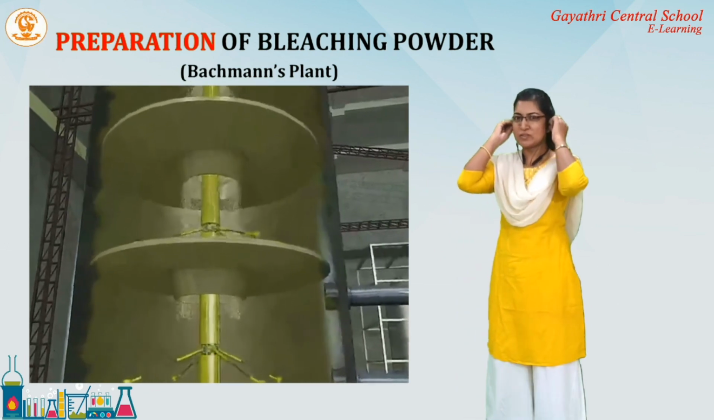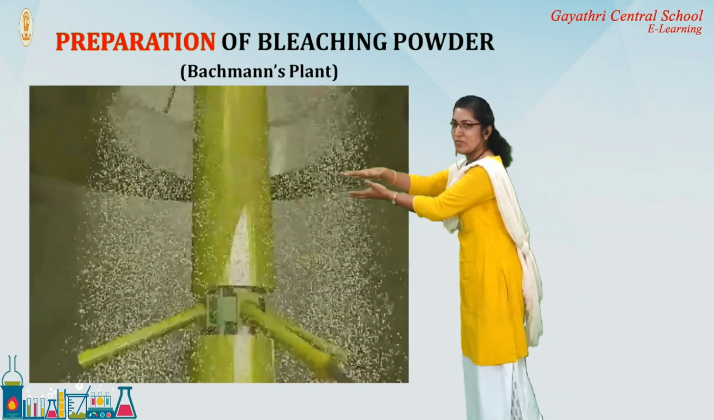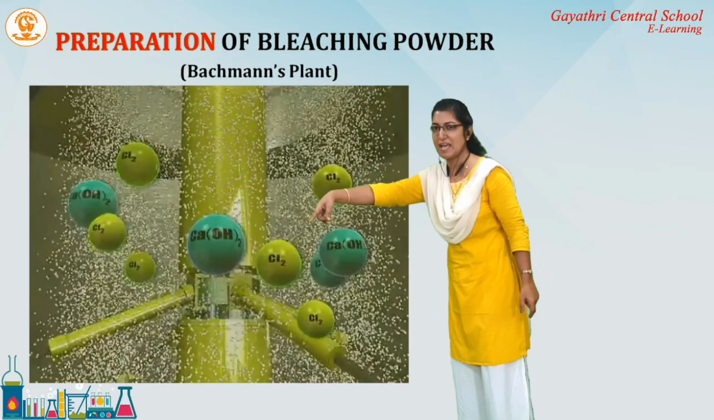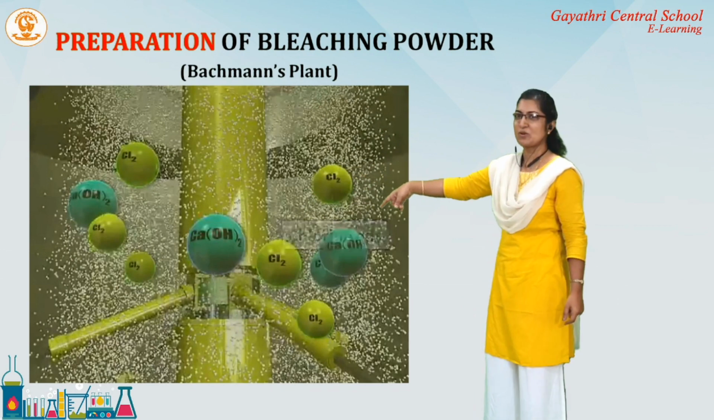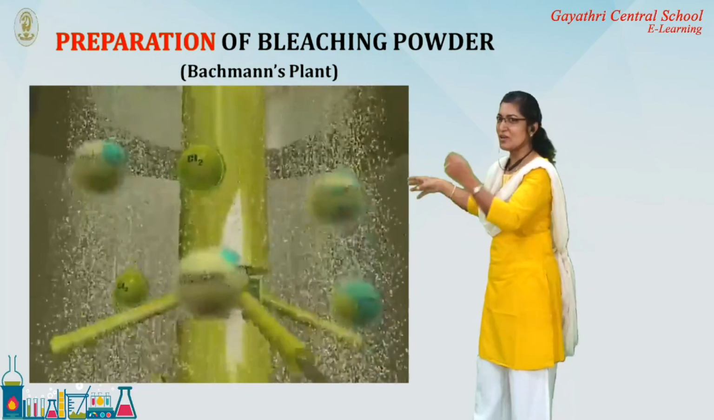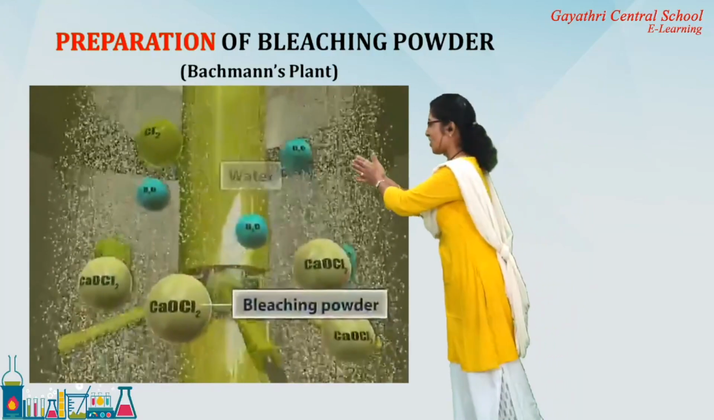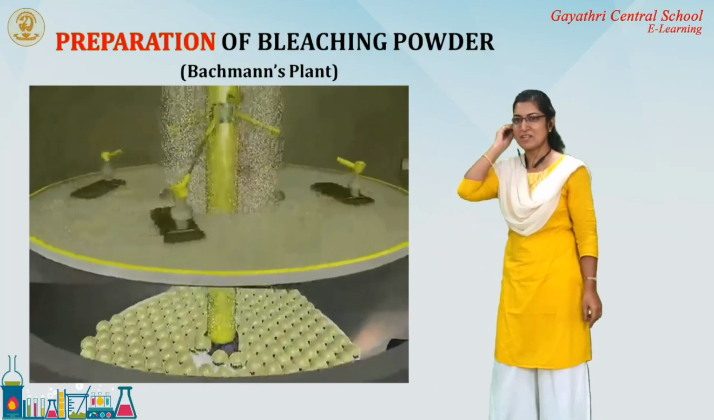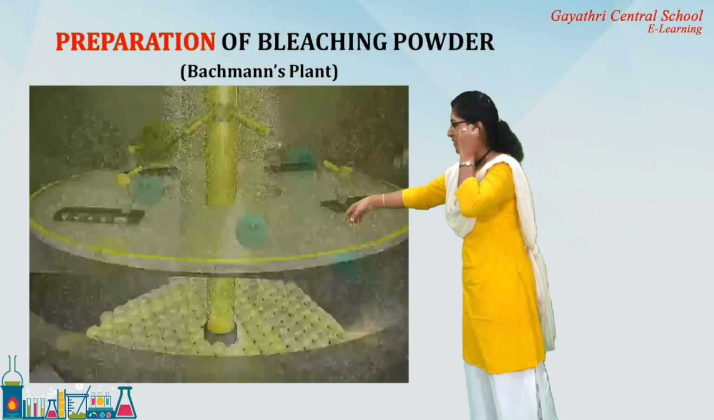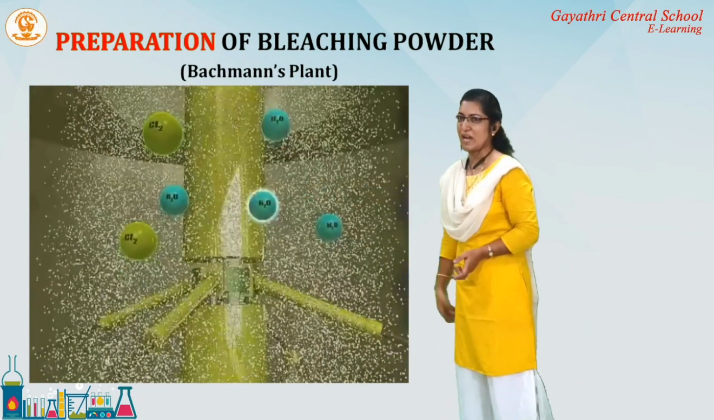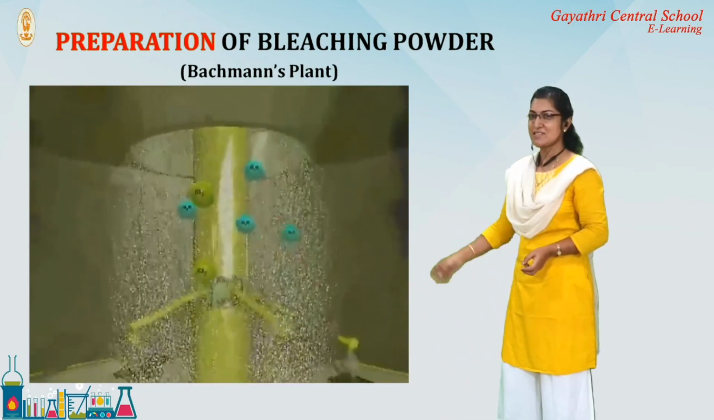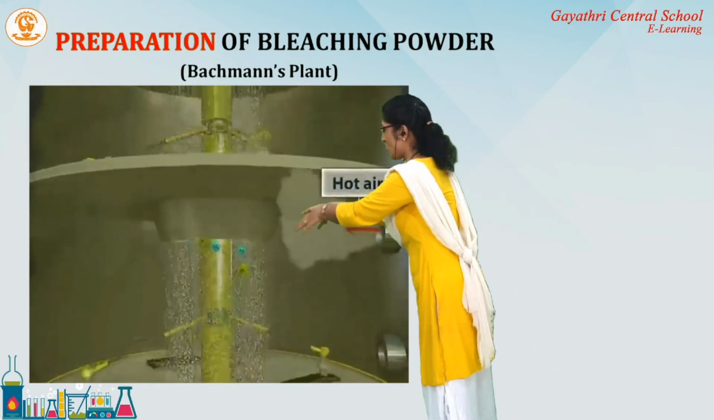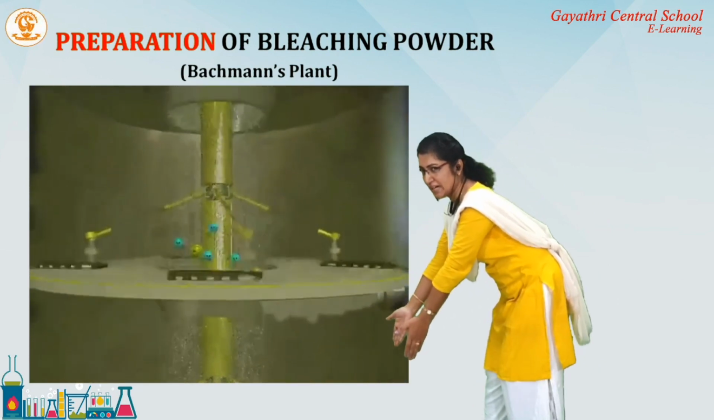When these two chemicals combine and mix here, you can see calcium hydroxide from the top, that is the slaked lime. Then you have got the chlorine gas, isn't it? Now these chlorine gas and calcium hydroxide combine, and what is formed? Bleaching powder is formed, that is calcium oxychloride, CaOCl2, isn't it? And this bleaching powder will go down into the barrel and will be collected at the bottom.